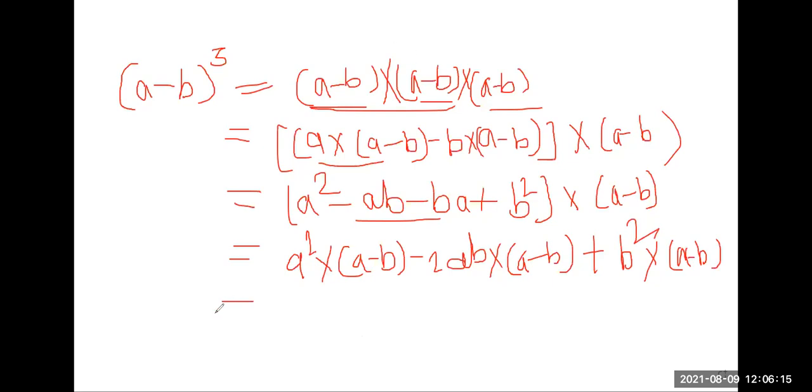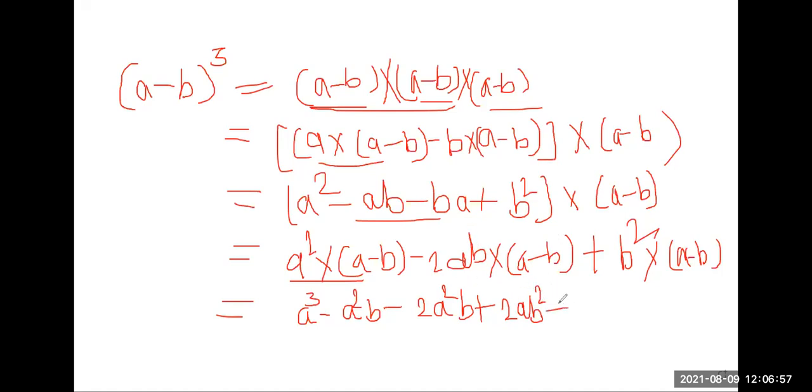Now here we will take separate multiplication. a square into a, what will we get? a cube. Then a square into minus b, what will we get? Minus a square b. Okay. Then minus 2ab into a, what will we get? Minus 2a square b, because a into a is a square and b as it is. Now this minus minus becomes plus. What will we get? 2ab square, because this b and this b, a as it is.